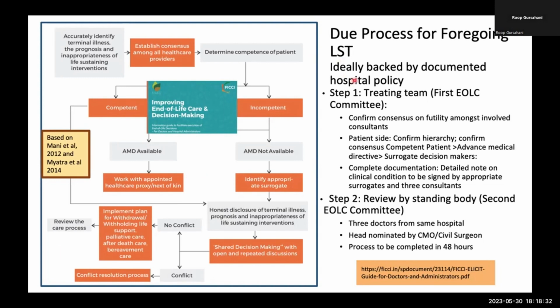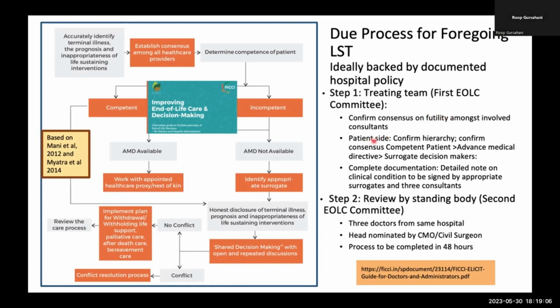Ideally, the hospital should have a clear policy for this. And from the Supreme Court, basically, the suggestion is to make 2 committees. Now, the first committee is basically the treating team. It means that the primary consultant, together with at least 2 other consultants, not junior doctors, should confirm futility, that there is no point in continuing here.